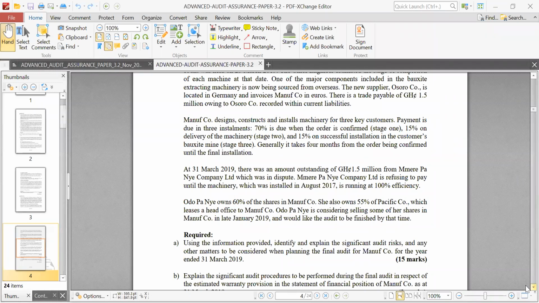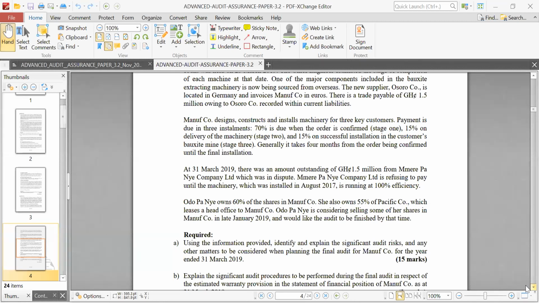Odopanye owns 60% of the shares in Manuf Co. She also owns 55% of Pacific Co., which leases a head office to Manuf Co. The pioneer is considering selling some of her shares in Manuf Co. in late January 2019 and would like the audit to be finished by that time.